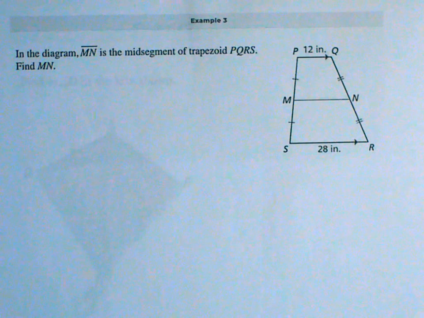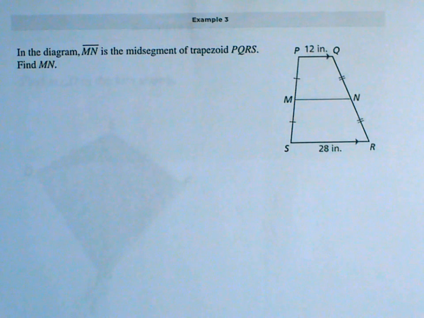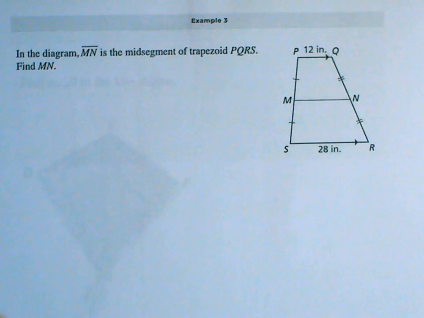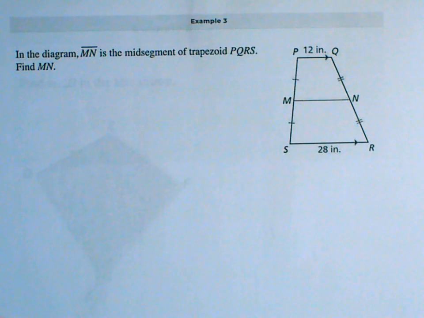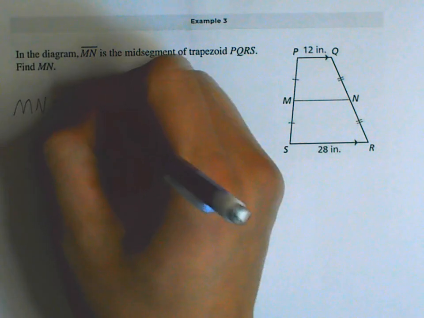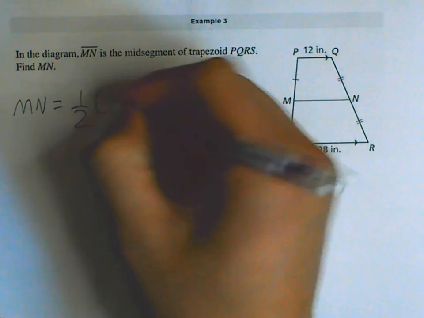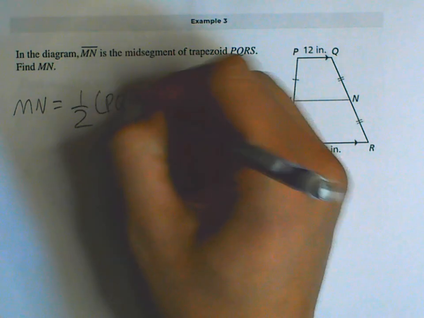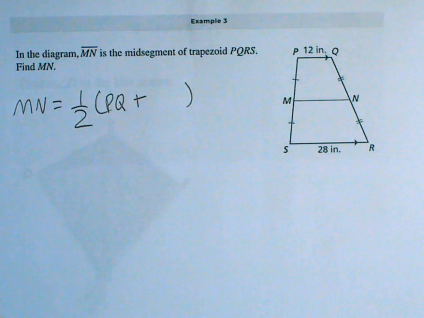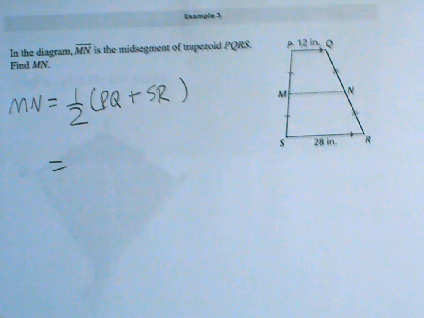In the diagram, MN is the mid-segment. The mid-segment is the segment joining both midpoints on opposite sides of the trapezoid. So one of the things that we did remember is that MN is 1/2 of the sum of the bases, PQ and SR. So nice thing is we actually know both of these.